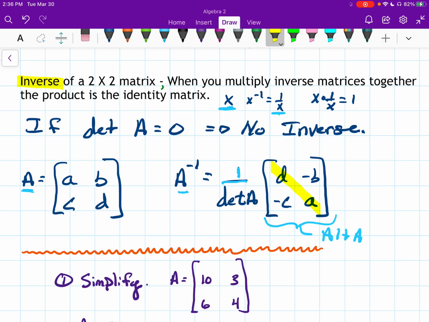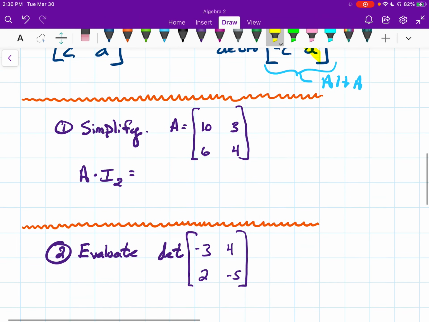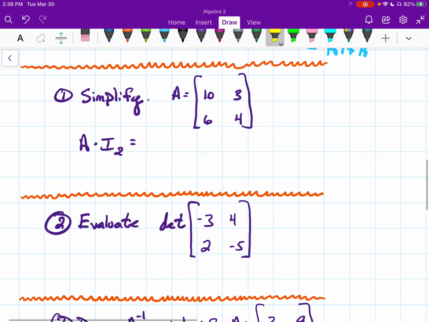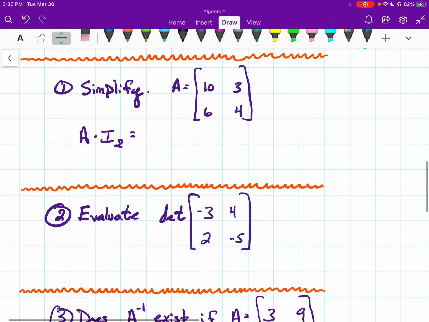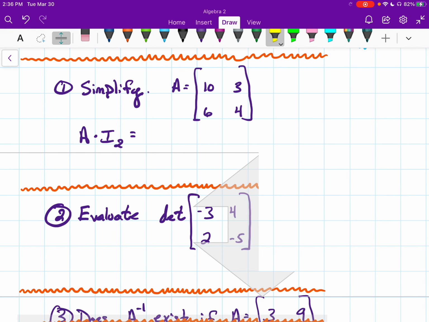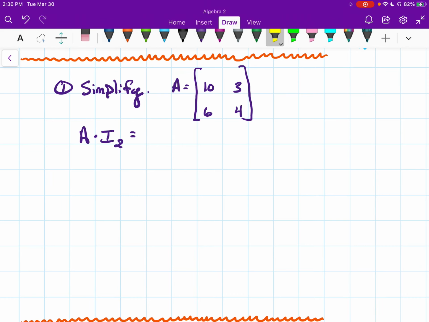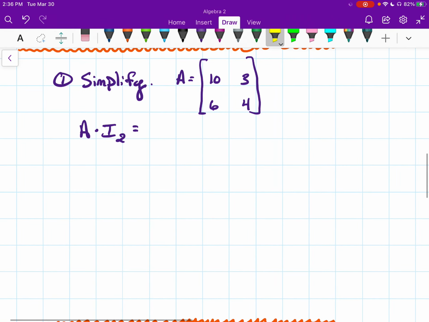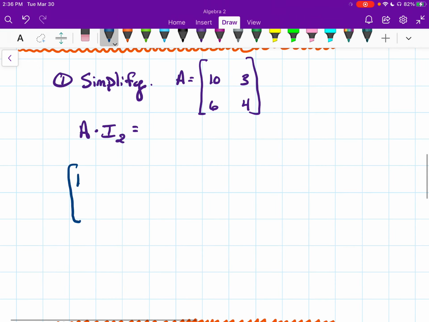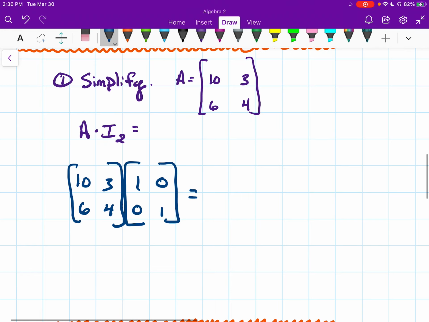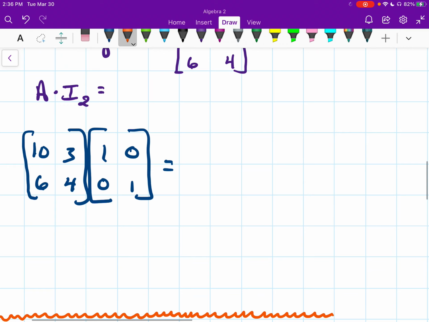So number 1, we're supposed to simplify here. We have matrix A, which is listed, and the statement tells us A times I2, the identity matrix that is square, 2 by 2. So I should say A is 10, 3, 6, 4. Then the identity matrix is 1, 0, 0, 1. Right? Now, let's actually multiply this out.